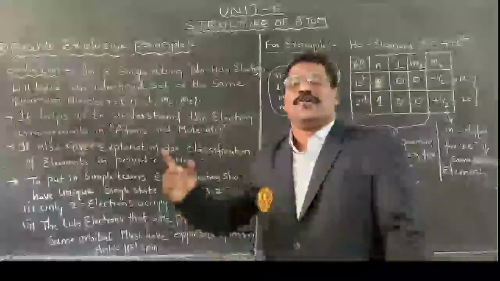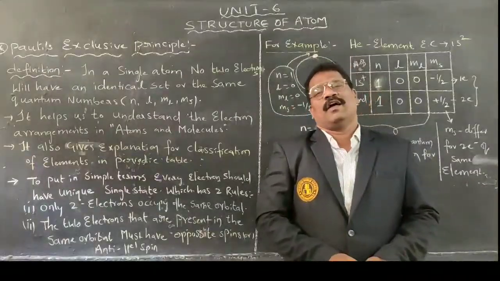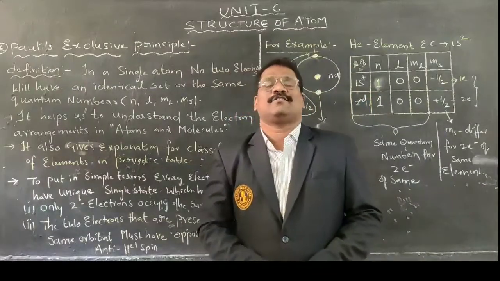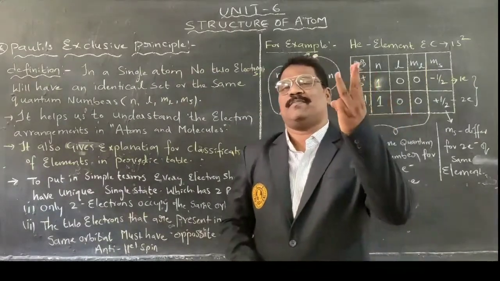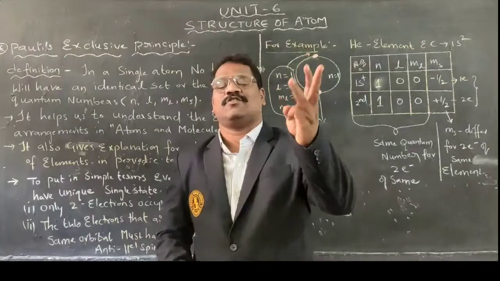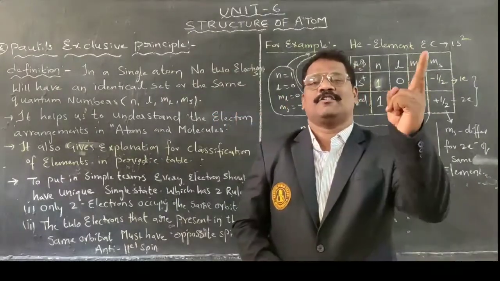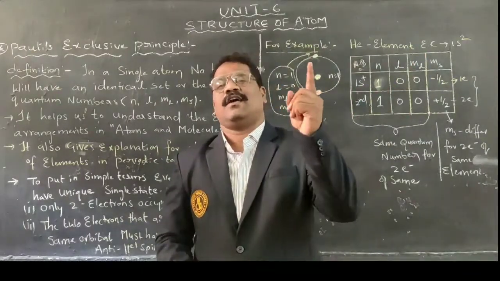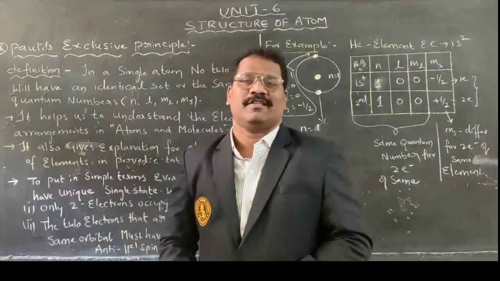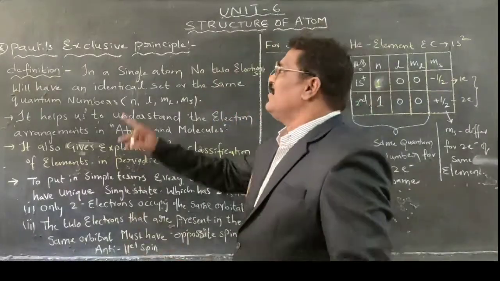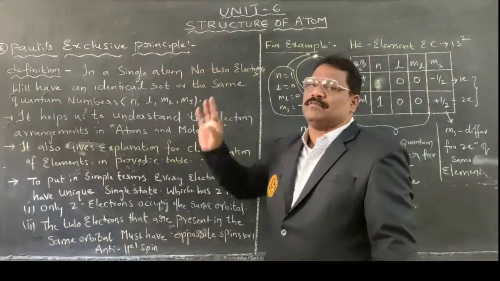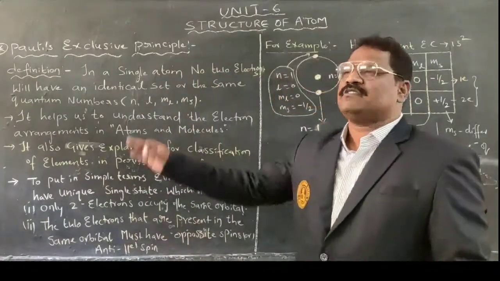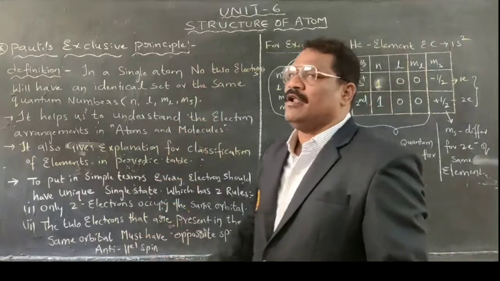Within this, we are going to study the principles of electronic configuration. What are the principles there? Three principles. The first one is Pauli's exclusion principle, then Aufbau's principle, as well as Hund's principle, which we are going to study. Among these, the first principle that we study is Pauli's exclusion principle. What is meant by Pauli's exclusion principle?